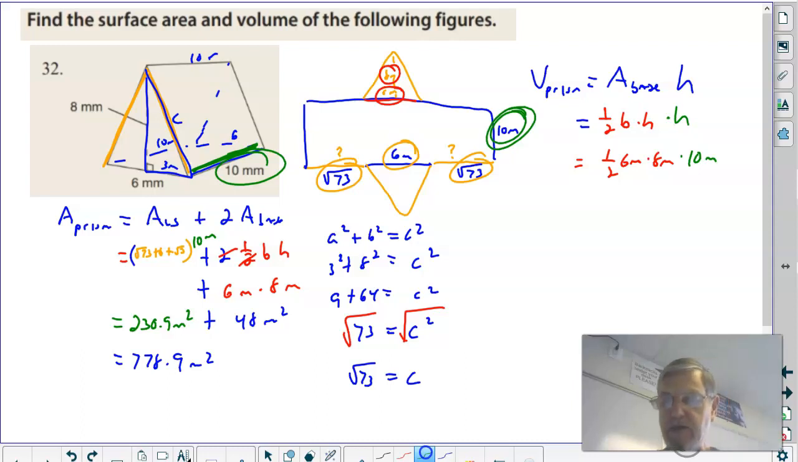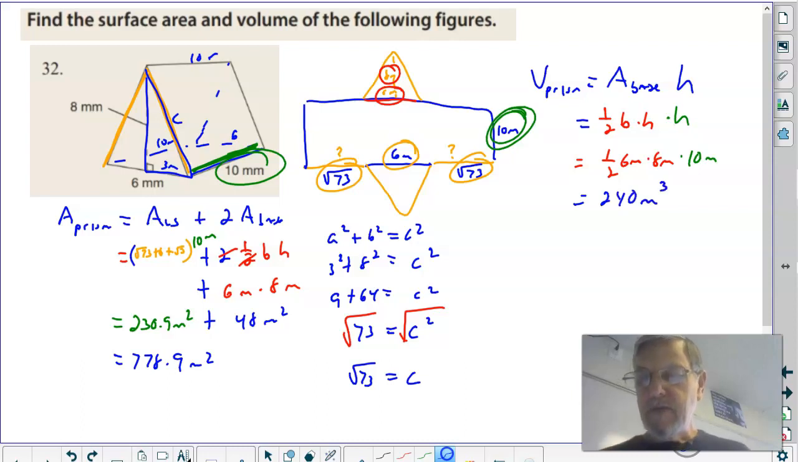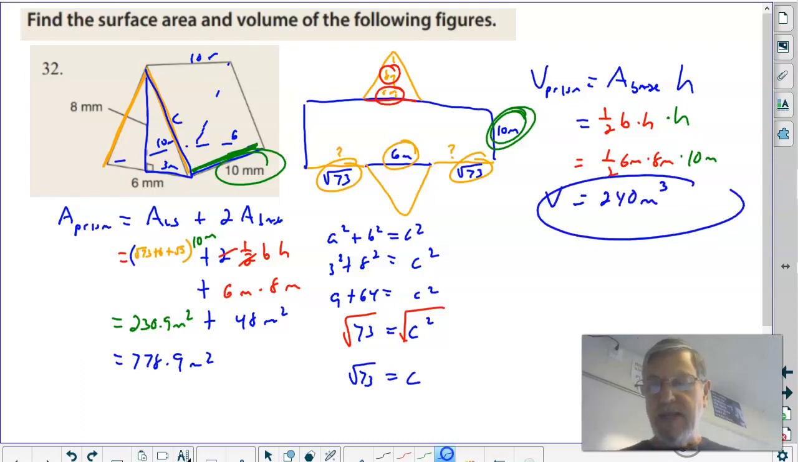So 1/2 of 6 is 3. 3 times 8 is 24. 24 times 10 is 240. Meters times meters times meters is meters cubed, and that's the volume of our prism, 240 meters cubed.